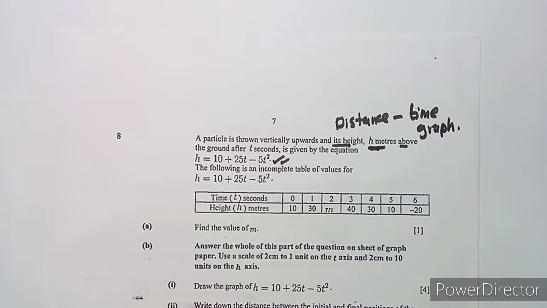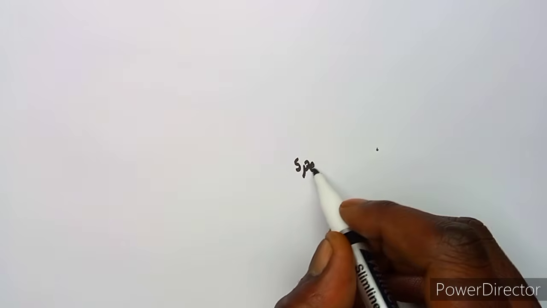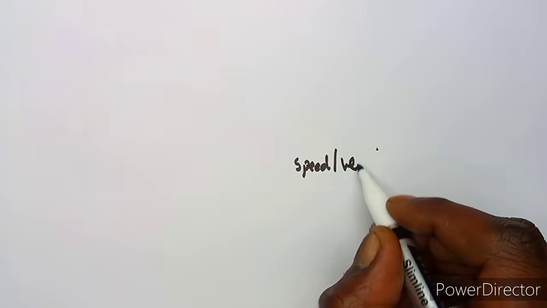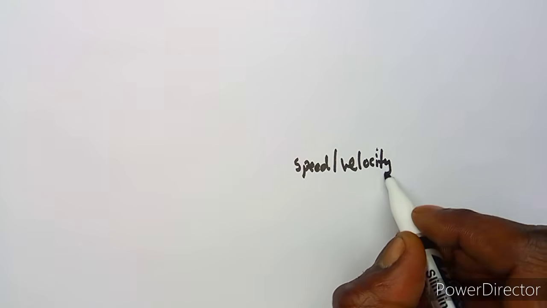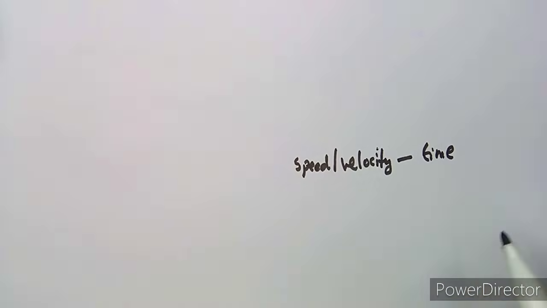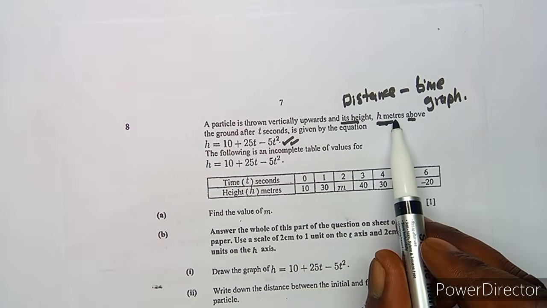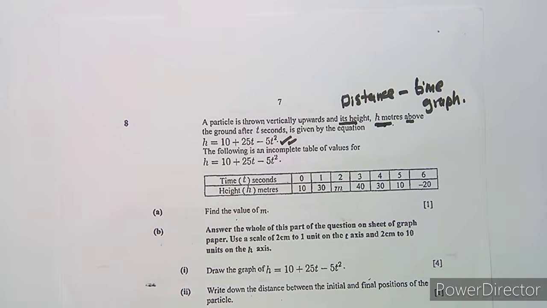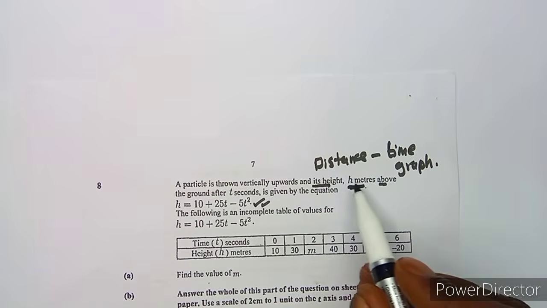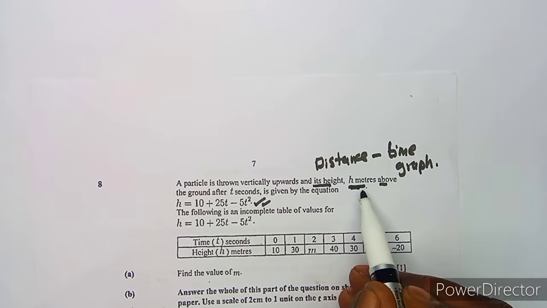There is another one which relates to this one when they give you speed or velocity. That one is called a velocity time graph. But in this case we are given the height, which is in meters. This is distance. Remember, distance is measured in meters. So it is a distance time graph. It can be written as a distance time graph, or they can refer to this as height.